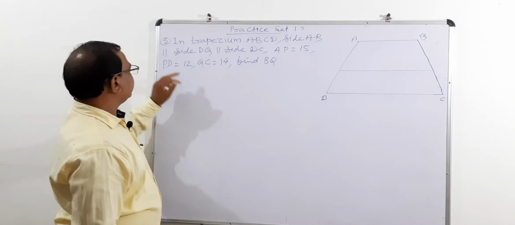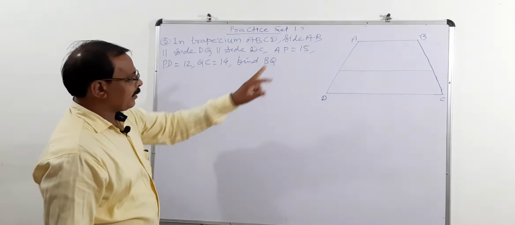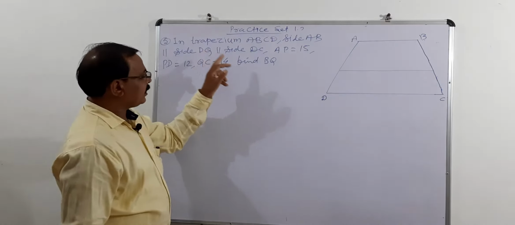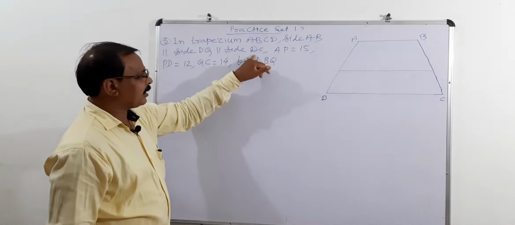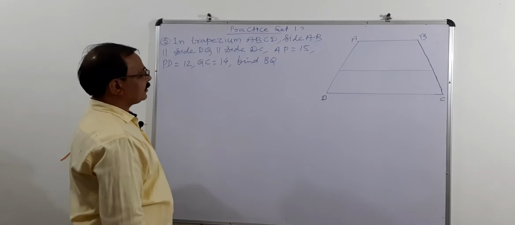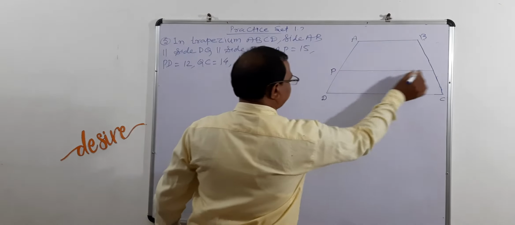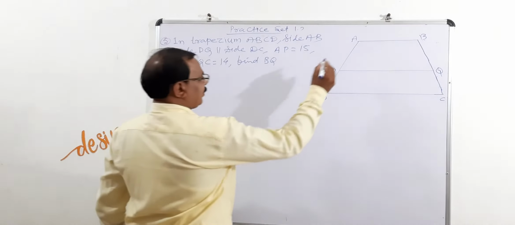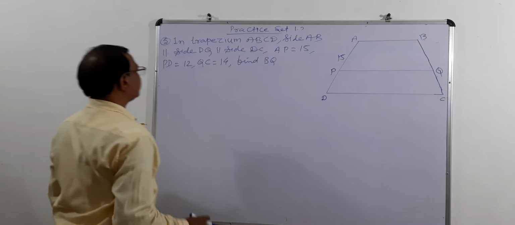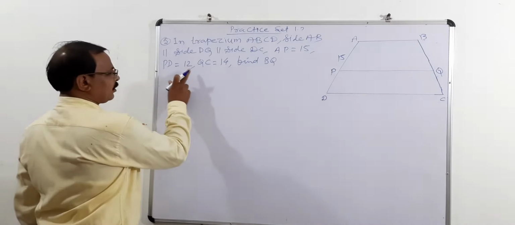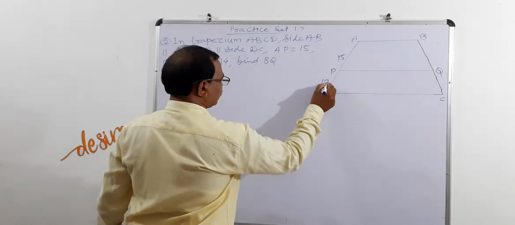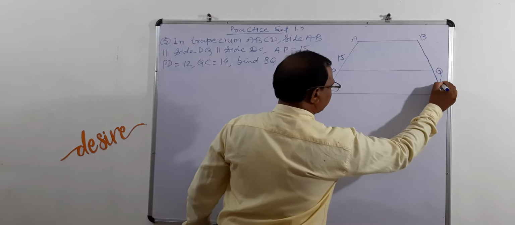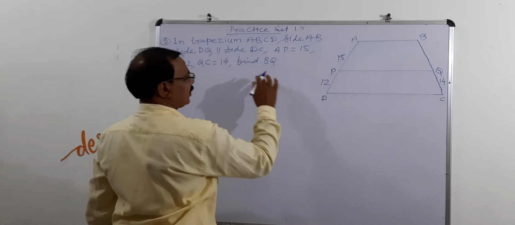The next problem is here in trapezium ABCD. ABCD is a trapezium. Side AB parallel to side PQ, parallel to side DC. This is the PQ. AP is equal to 15, I mentioned here. PD is equal to 12. So this is 12. QC is equal to 14, I mentioned here 14. And BQ we have to find out.